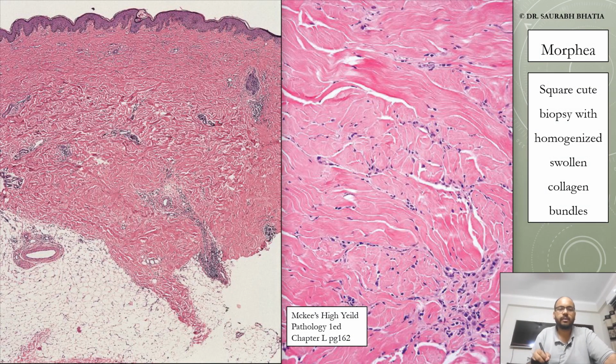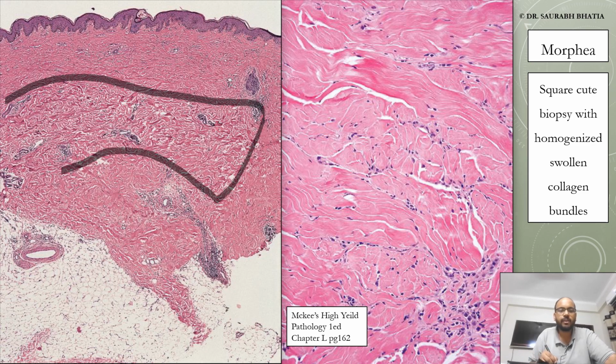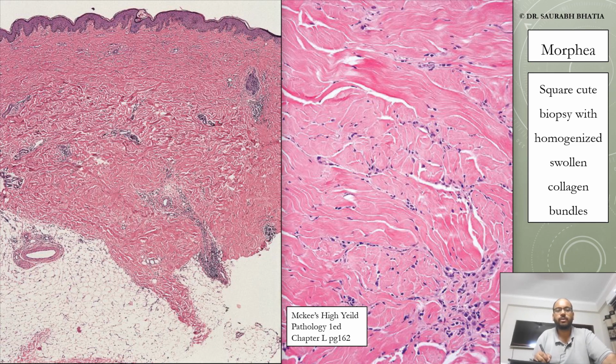So look at this biopsy from the morphea lesion. You can easily see that there is this area in which the collagen bundles are thickened. Can you compare this area with the top? Here is the normal collagen, while here is the morphea. I'll remove this and you'll be easily able to appreciate the morphea collagen and normal collagen. This is a square cut biopsy with homogenized, swollen collagen bundles. Look at the thickness of collagen here. Look how thick it is.